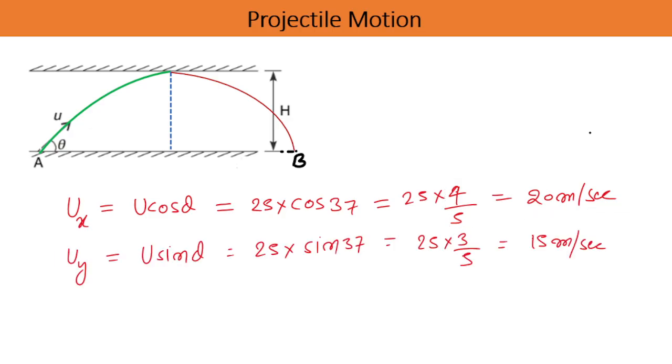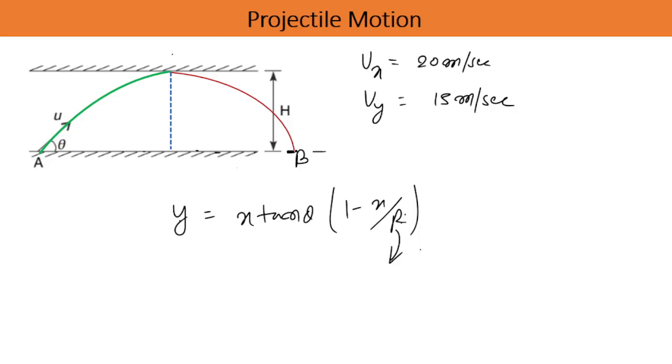What will be the y component? It will be 25 sin 37, which is 3 by 5. So you will be getting a value equal to 15 meter per second. So we have got Ux, Uy. It is how much? This.